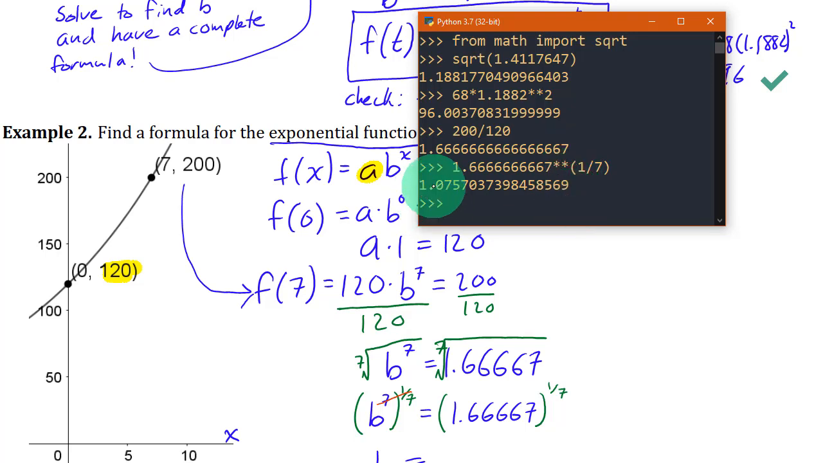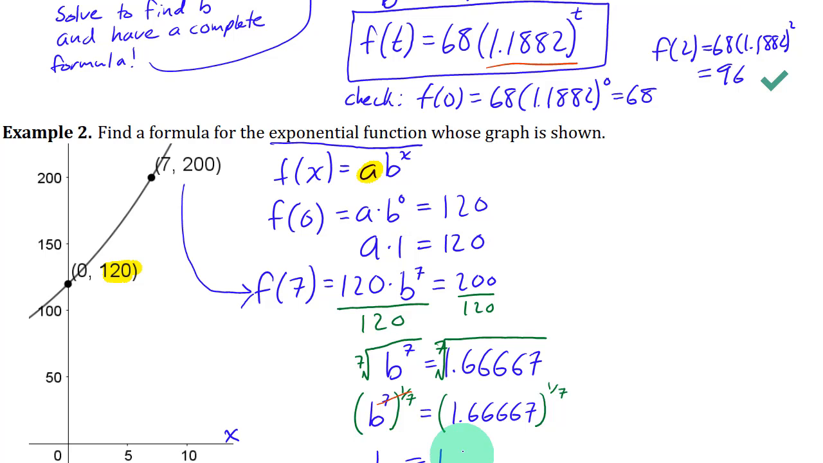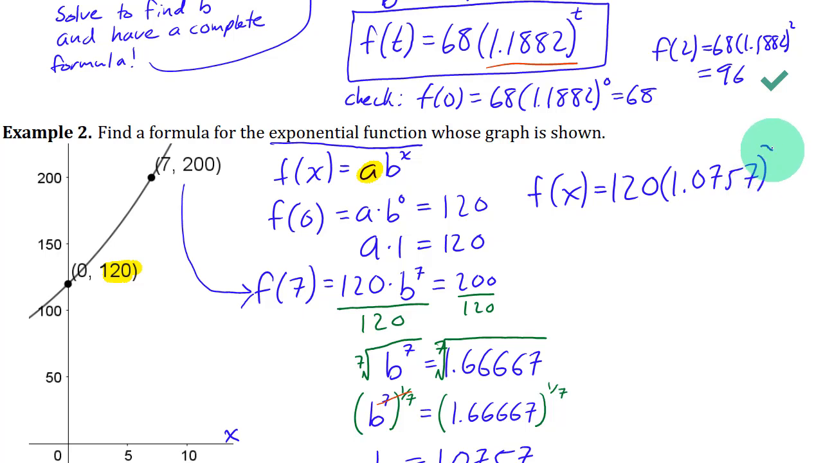So anyways, that's going to be 1.0757 is the value of b. So that now gives you a complete formula. The formula is f of x equals 120 times 1.0757 to the power x. And that's the answer to the question.